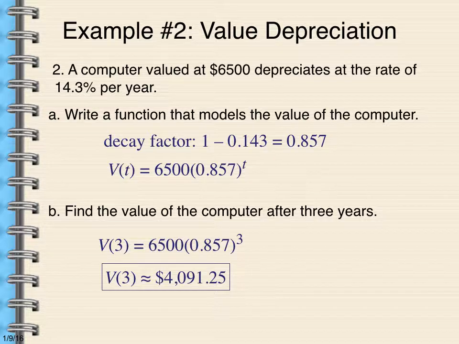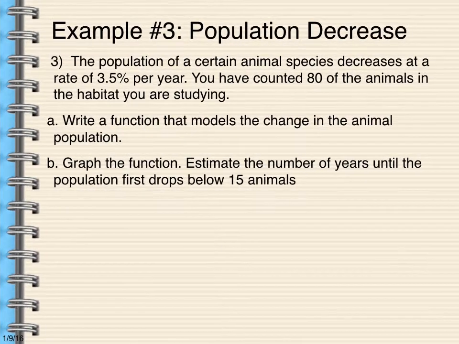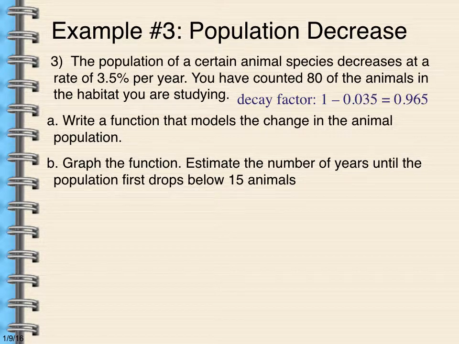Now we're going to also look at another exponential decay problem. This time it's the population of a species of animals. And we'll see how the graph of this function can help us solve a problem related to exponential decay. So the population of a certain animal species decreases at a rate of 3.5% per year. So we can start right there with our decay factor of 0.965. We know that there's 80 animals in the initial study.